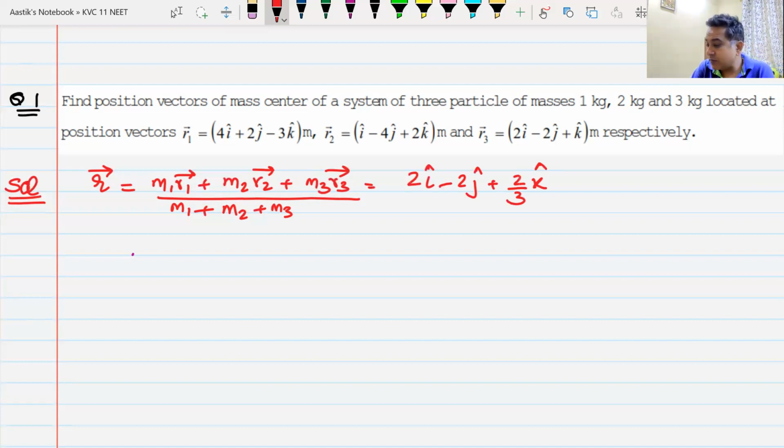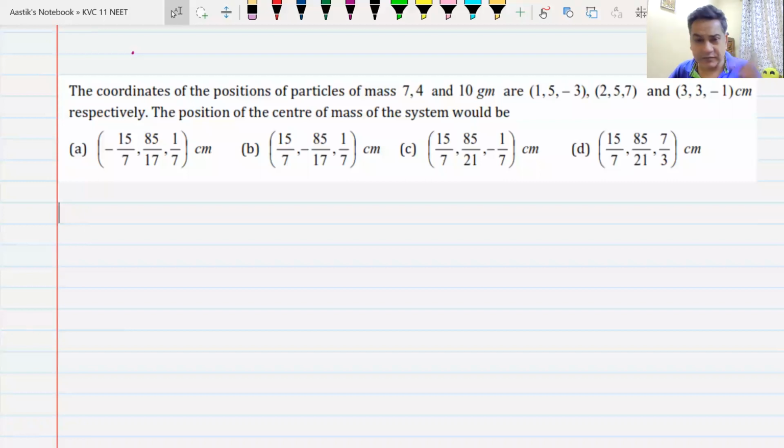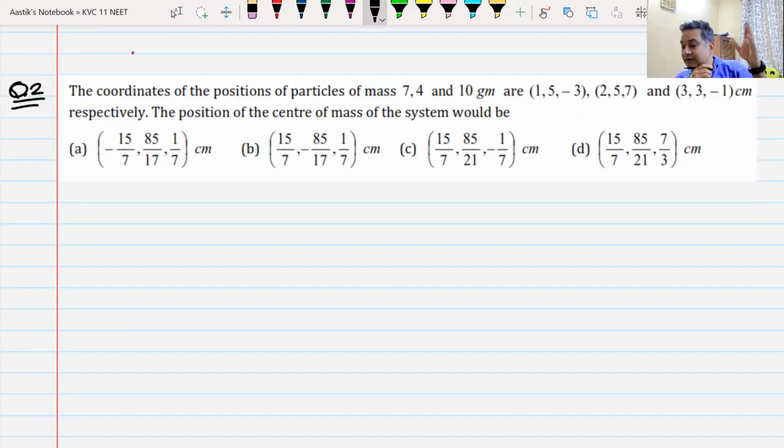Can I give you the next question? This is the next question, beta. Same question, but now it is given in the form of coordinates. I hope you can solve this question and give me the answer. The coordinates of the position of particles of mass 7, 4, and 10 grams are this, this, this. Find the position of the center of mass of that system. Can you get this one? The x, y, and z coordinates are given. Can you find out the x, y, and z coordinates of the center of mass?